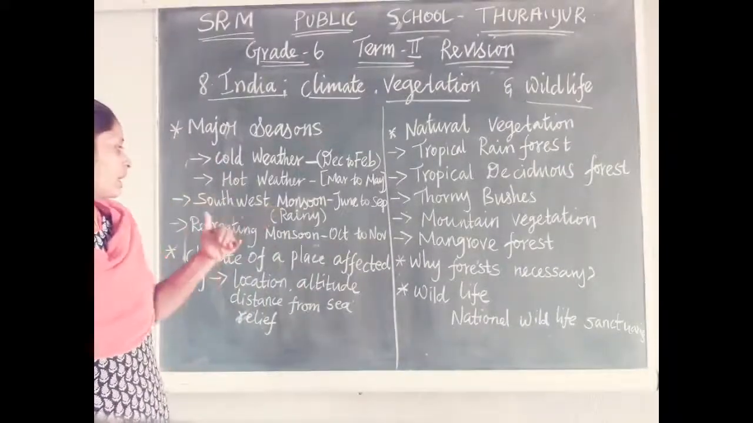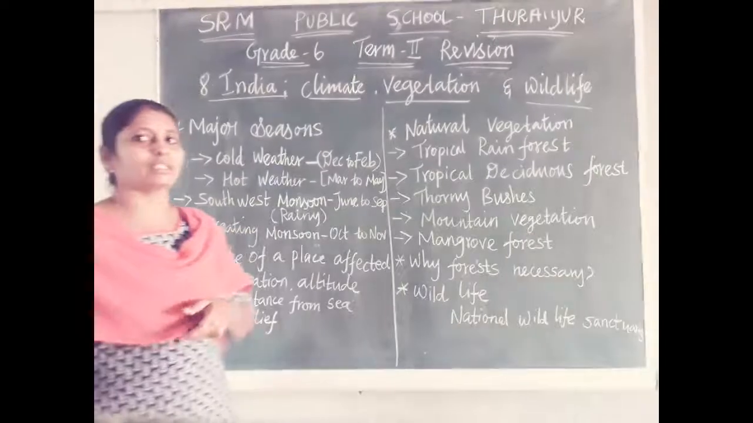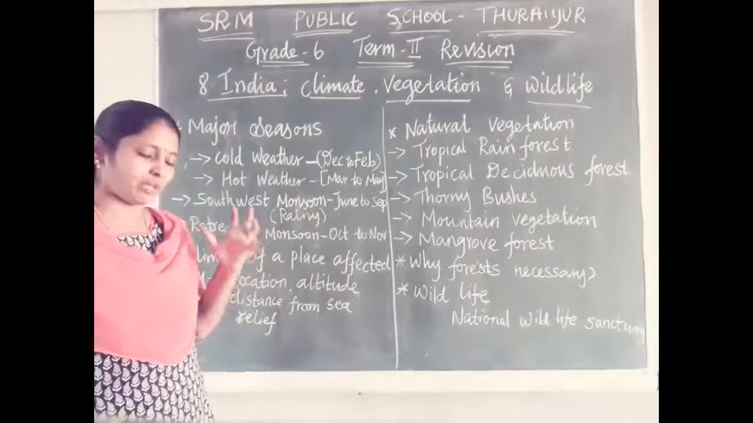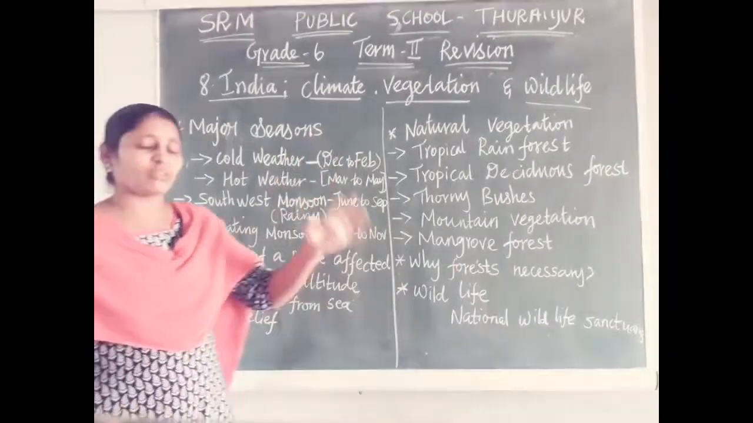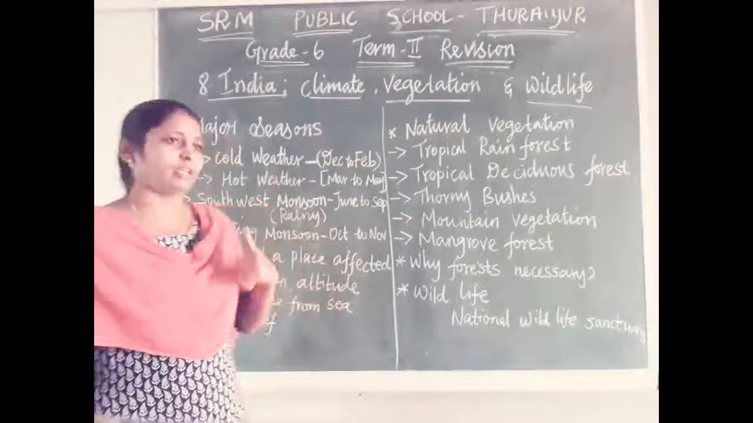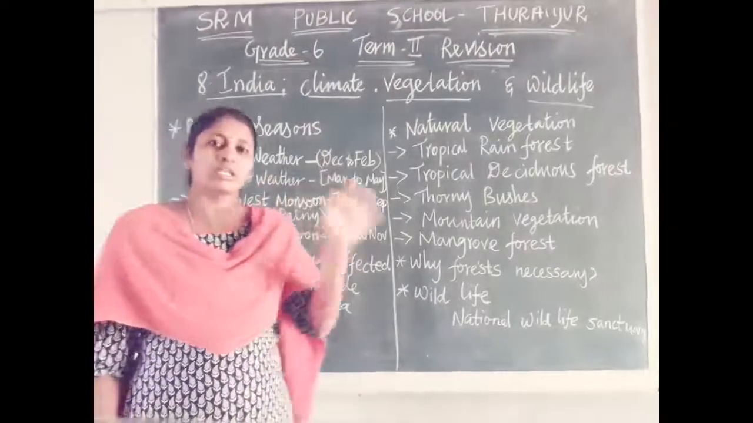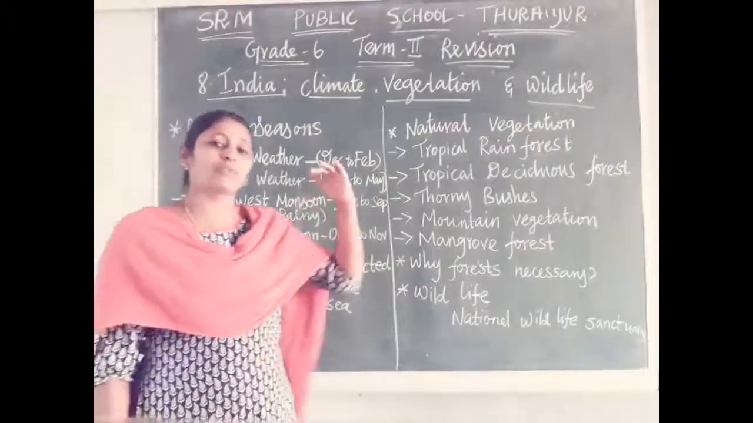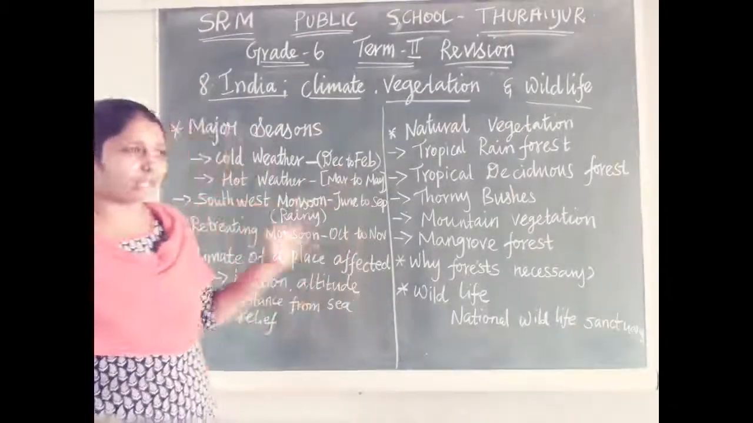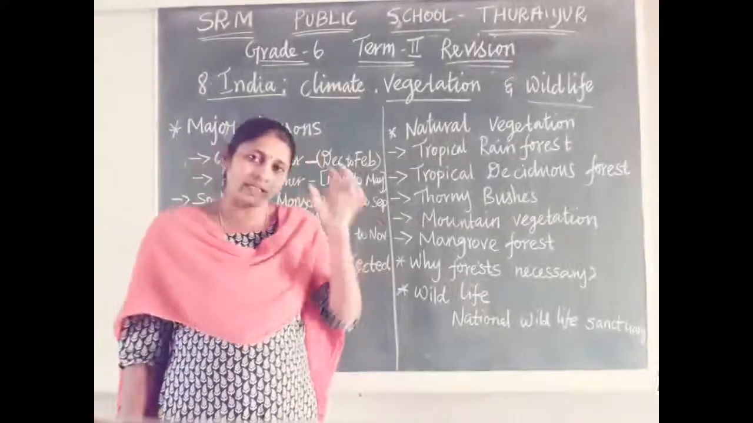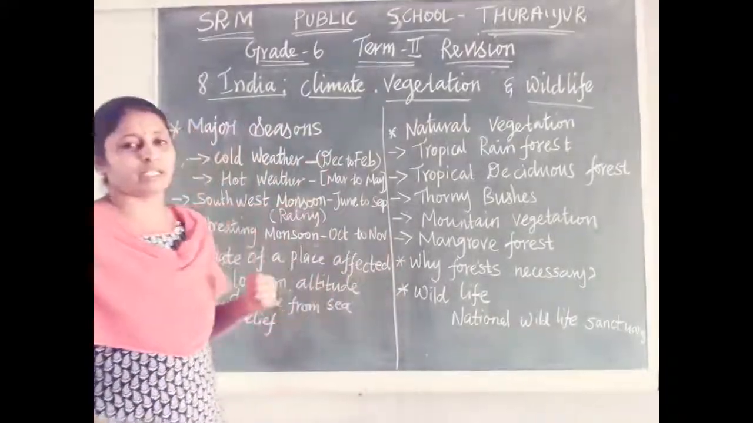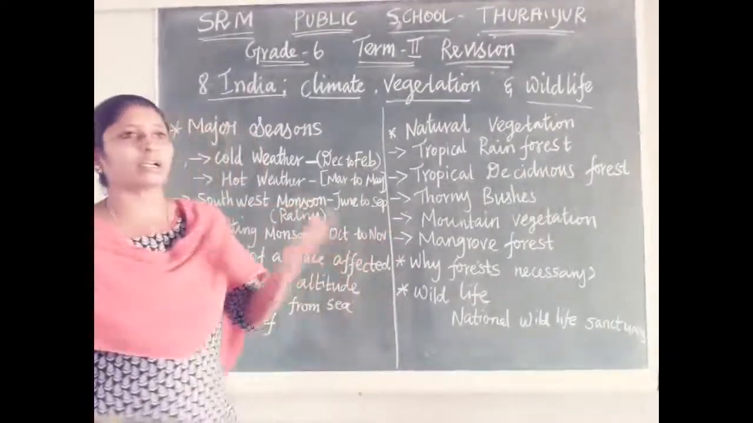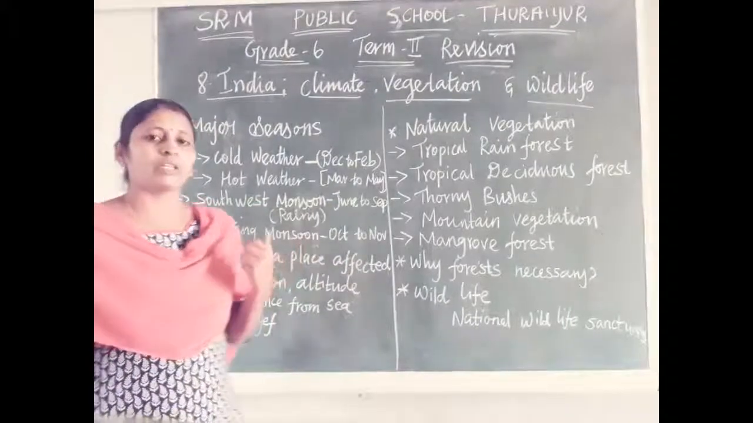Okay, the southwest monsoon, that rainy season: the wind blows from the Indian Ocean and the Arabian Sea and enters India. When the wind hits the mountains, the Western Ghats, the area receives very good rain. Which states lie in the Western Ghats? Maharashtra, Karnataka, Kerala; that area receives very good rain.